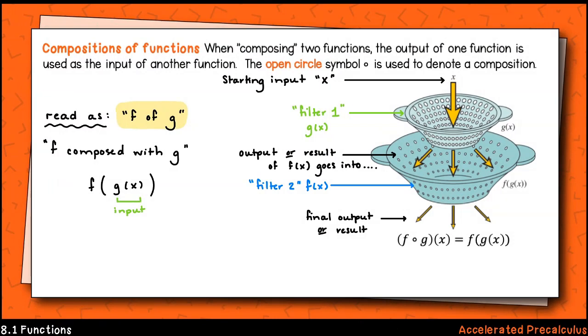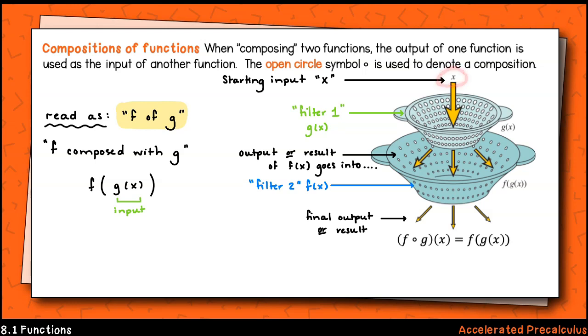Composing functions is a process where the output of one function serves as the input for another function. This is sort of the premise of an assembly line. The notation for this type of operation is an open circle. We read this out loud as f of g or f composed with g. I like to use exaggerated parentheses here, showing the first function as the input for the second function in the composition. Here's a quick visual illustration of what is happening mathematically.